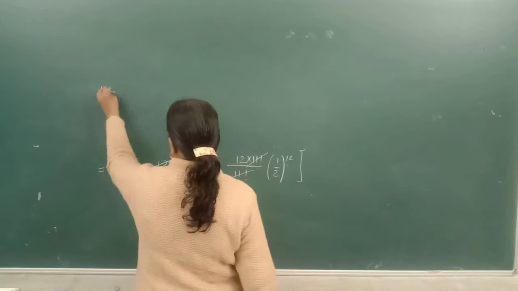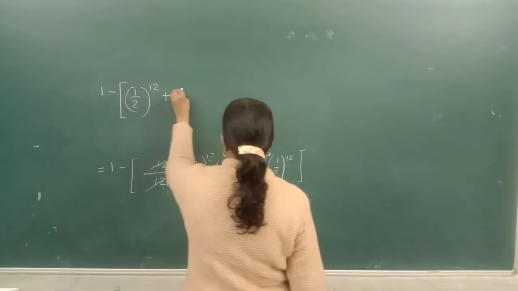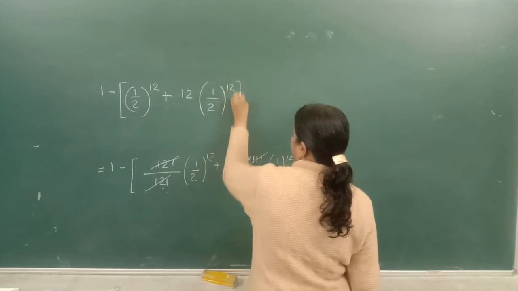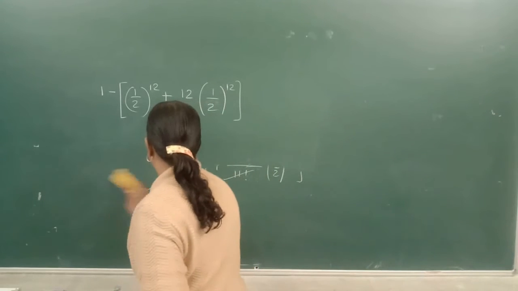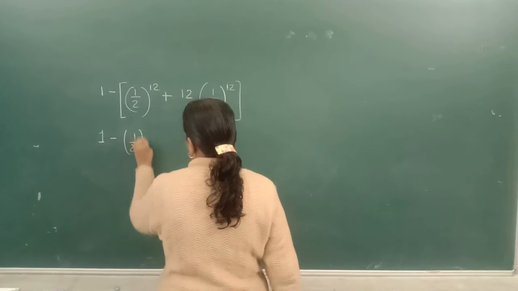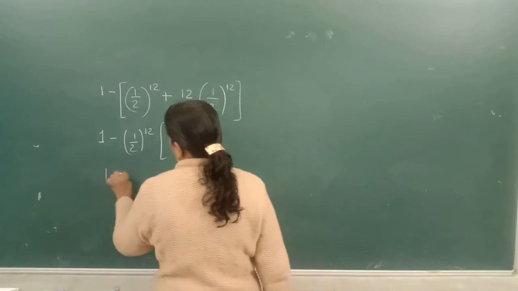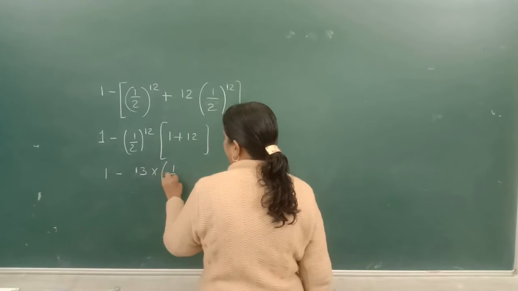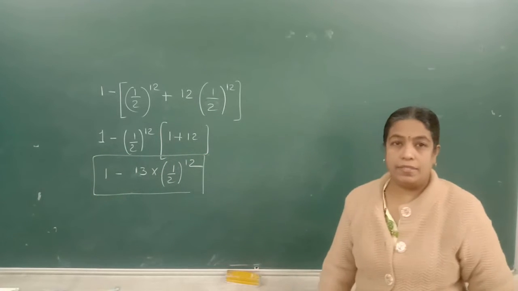1 minus 1 by 2 to the power 12 plus 12 into 1 by 2 to the power 12. Now what can you take common from here? 1 by 2 to the power 12. 1 minus 1 by 2 to the power 12, what remains outside? 1 plus 12. 1 minus 13, isn't it? 12 plus 1, 13 into 1 by 2 to the power 12. You can just simplify it and calculate the answer. Okay.